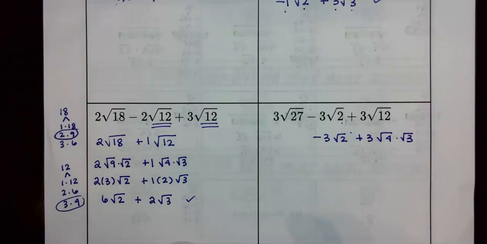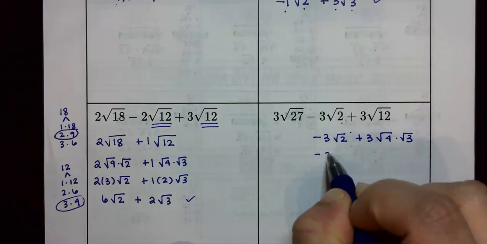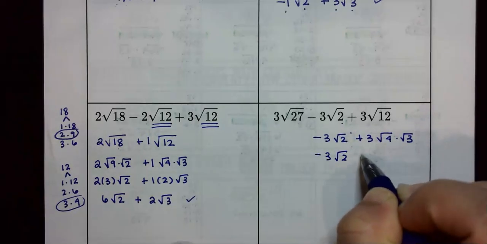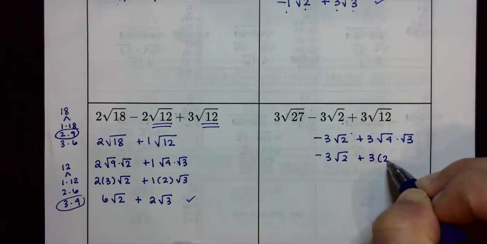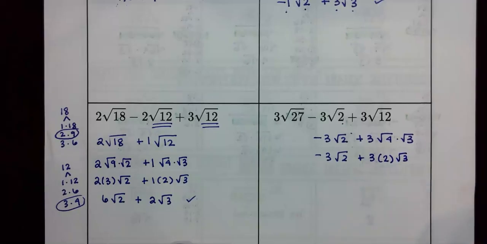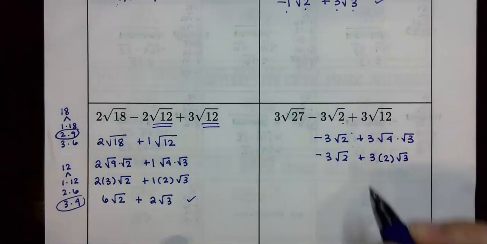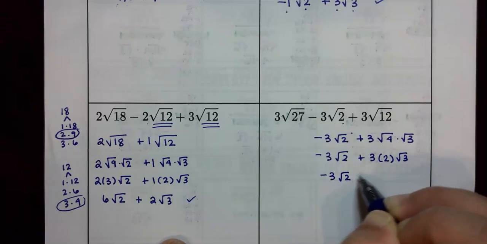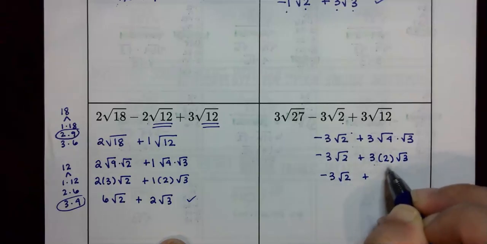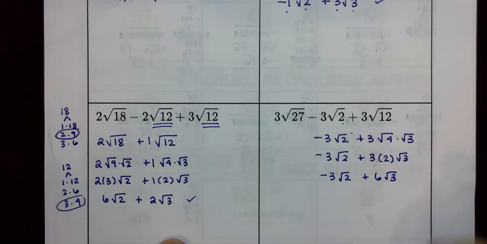All right, I'm actually going to keep on going. Okay, the square root of 4 becomes a 2 square root of 3. 3 times 2 gives us 6, so I'm just going to keep on bringing this down. That right there becomes 6 square root of 3. So even though these cannot be combined, that's still part of our answer. Now, we intentionally left off the 27, so we need to break that one down.